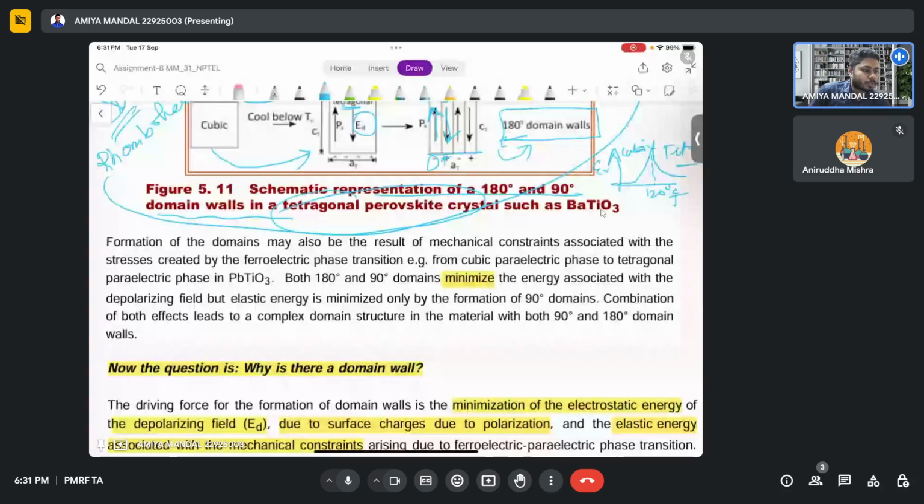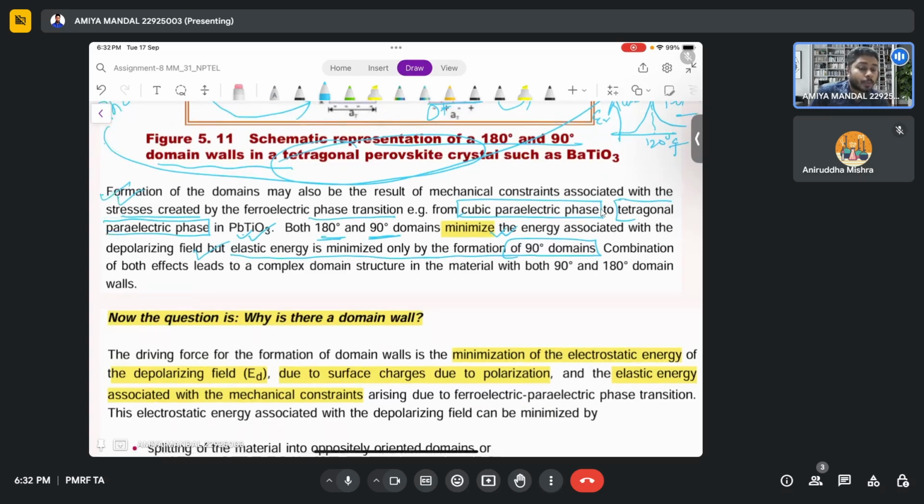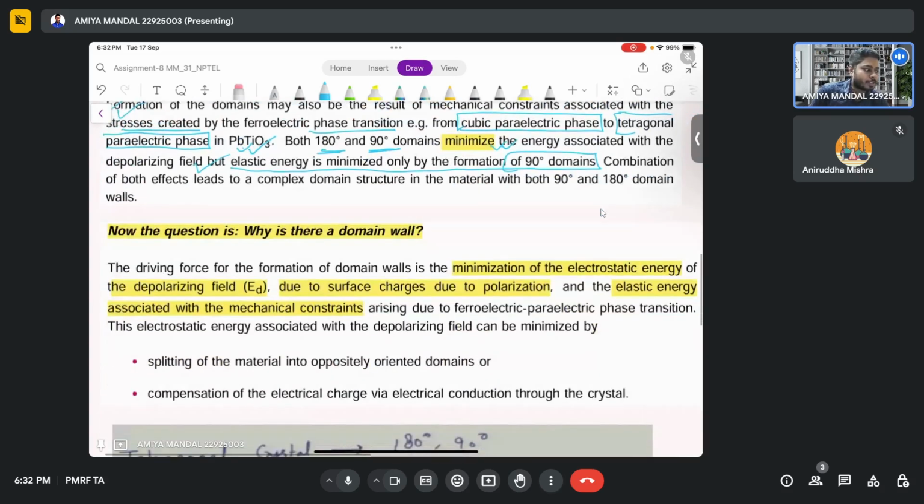Now, the formation of the domains may also be a result of mechanical constraints associated with the stresses created by the ferroelectric phase transition. For example, the cubic paraelectric phase to the tetragonal ferroelectric phase in lead titanate. But 180 and 90-degree domains minimize the energy associated with the depolarization field, while elastic energy is minimized only by the formation of 90-degree domains. So these are the cases of which type of energy is minimized or not.